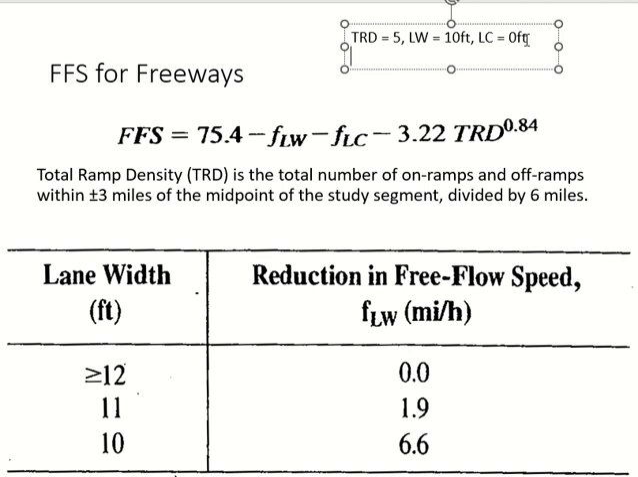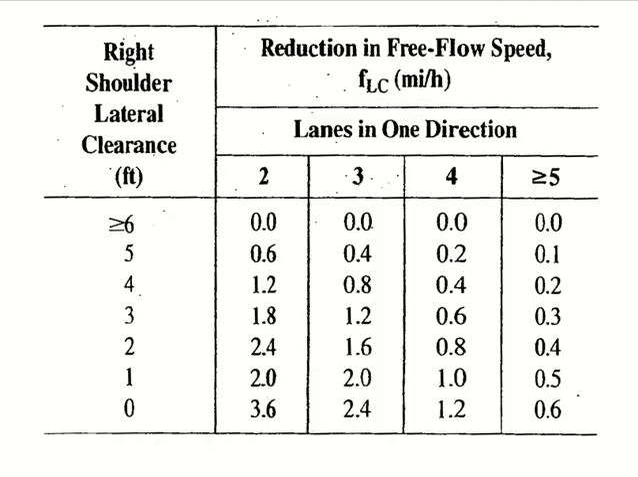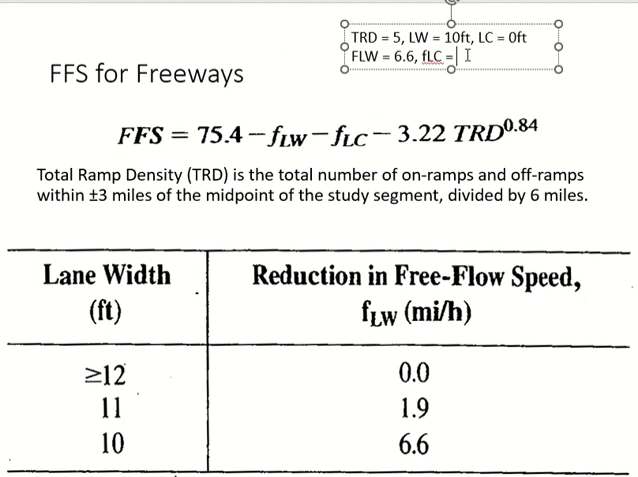Okay, so TRD you will just put it as it is. Okay, lane width, we need the factor. We have a table here, lane width 10 feet, so the factor is 6.6. Then the factor for lateral clearance. Lateral clearance is 0, so the last row. Okay, how many lanes? It was a 4 lane freeway. So which column? This one or this one? 3.6 or 1.2? 3.6. Okay, we need one in one direction. So this one is 3.2.